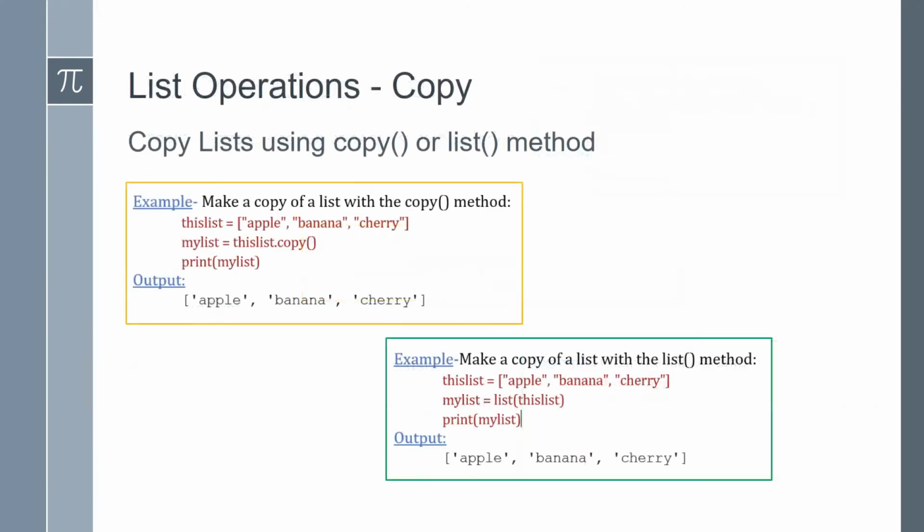So, copy list. If you want to copy from one list to another list, you use a function called copy. In this example, you have this list: apple, banana, cherry. Then you want to create another list, but copy whatever the values are. So you just use that copy method, and the list gets duplicated. You get all the values copied. You could use the copy method or you could use list of. You could use both functions, and both ways the list gets copied.